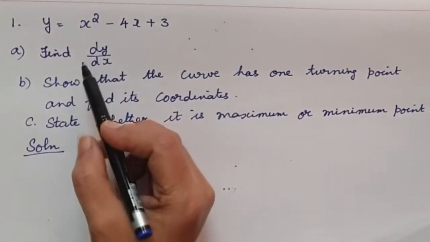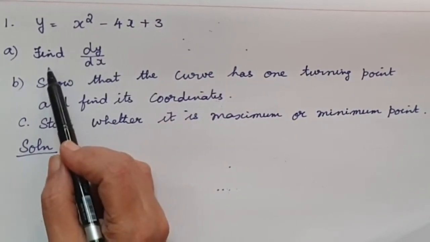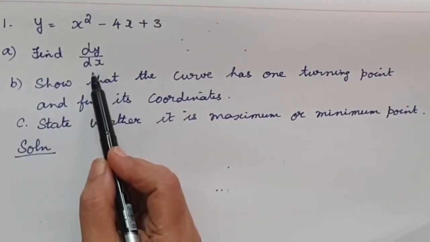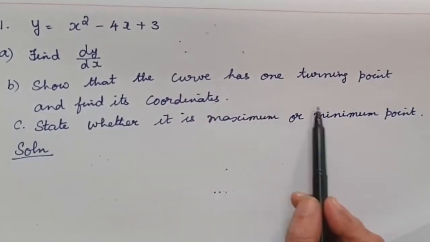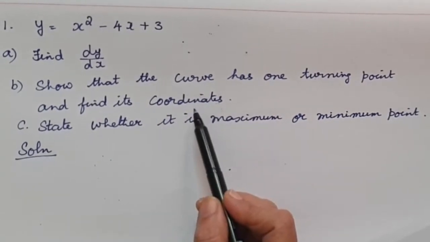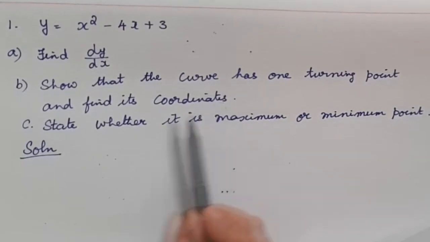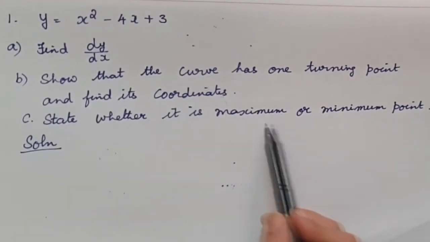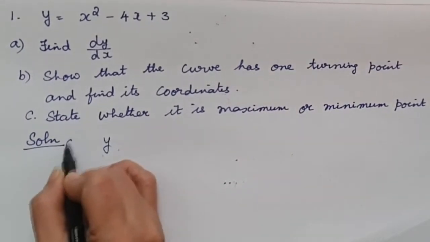The first question: y equals x squared minus 4x plus 3. A, we need to find dy over dx, that is, we need to differentiate it. B, show that the curve has one turning point and find its coordinates. Coordinates are always the x and the y value. C, state whether it is a maximum or a minimum point. So first let us differentiate it. That is the A part.